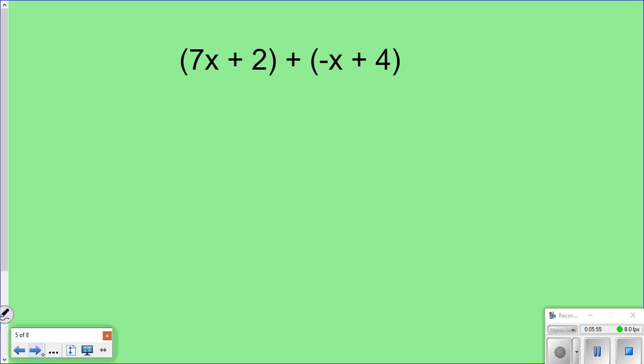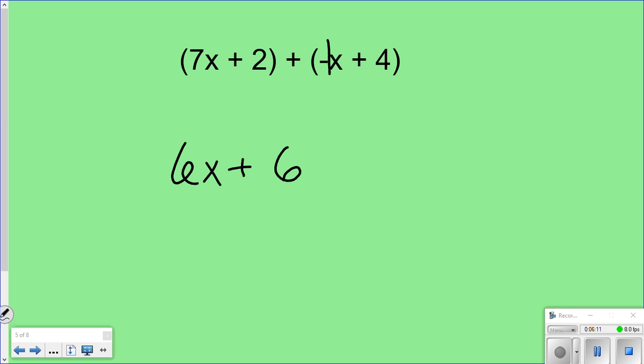Anybody want to share this one? You want to share this one, Aiden? 6x plus 6. You're right, 6x plus 6. If you don't forget, you can put a 1 with that. 7x plus negative 1x, 6. 4 plus 2, 6. Don't forget you're adding and not multiplying.